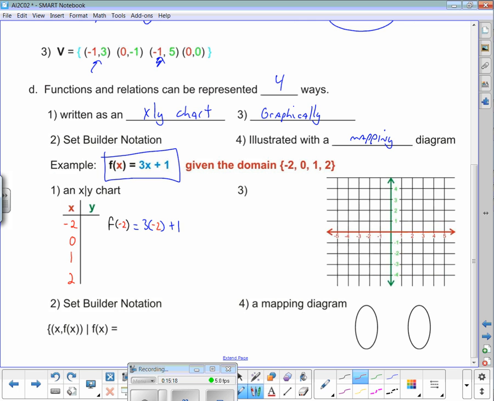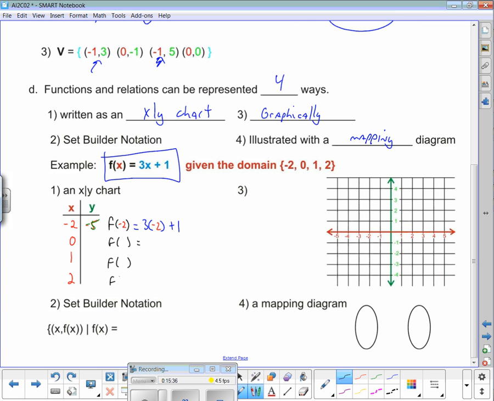Remember this? Pretty simplistic. So 3 times -2 is -6. -6 plus 1 is -5. And so write that in green there. Guy -2 is dating girl -5. Yes, a match made in heaven. And you're going to just follow this format all the way through.